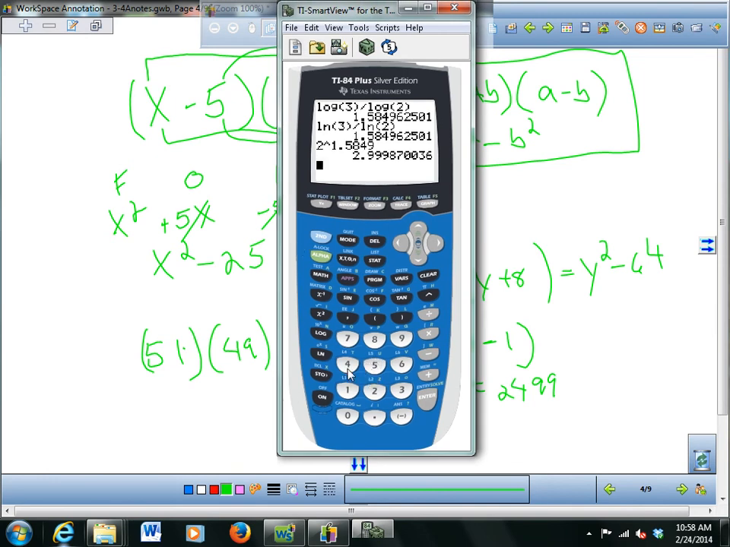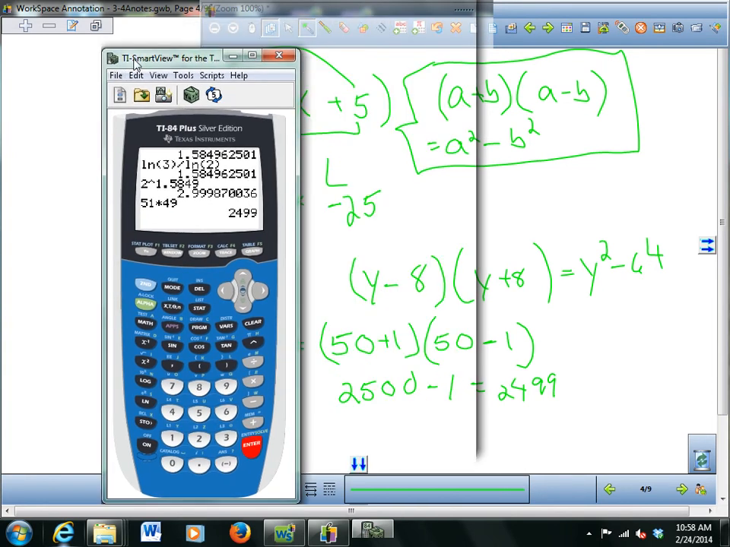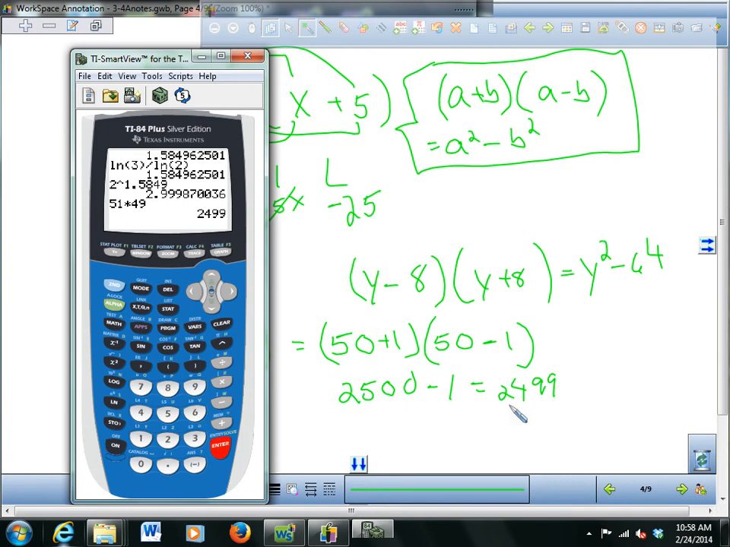51 times 49 equals 2,499. Cool math tricks. Isn't that cool?